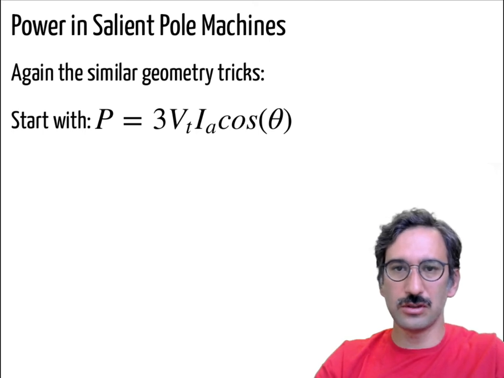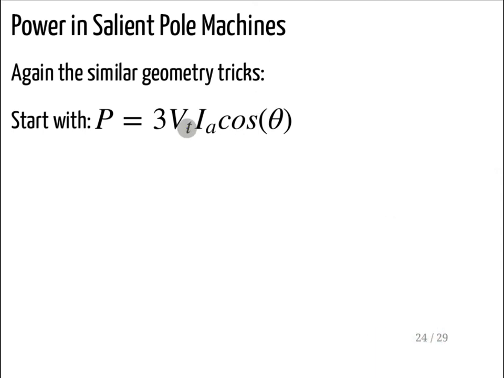Okay, so first let's start with the 3, which is for 3 phase, VT is terminal voltage, IA is the armature current, and cos theta is our power factor. At the end of the day, you have a machine with 3 cables coming in, VT phase voltages and phase currents going out, and then you have the power factor. So that is your normal electrical power definition.